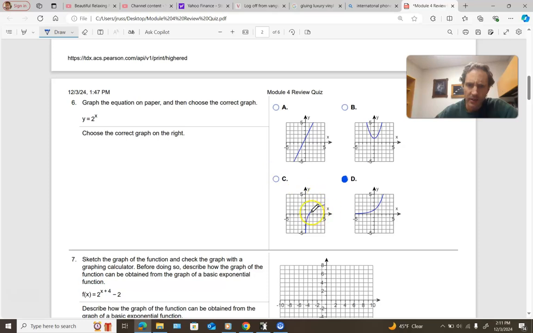Choice C is actually the graph of a logarithmic function. Choice A is the graph of a linear function, and choice B is the graph of a quadratic function.